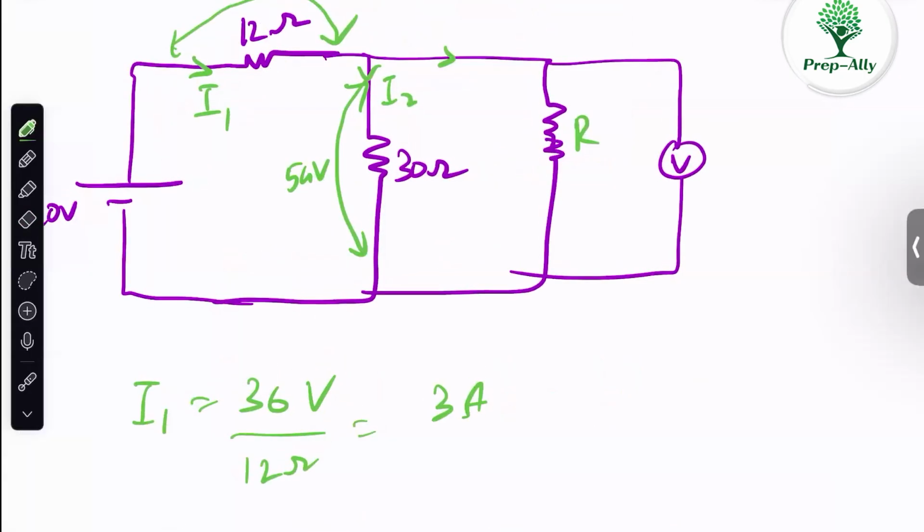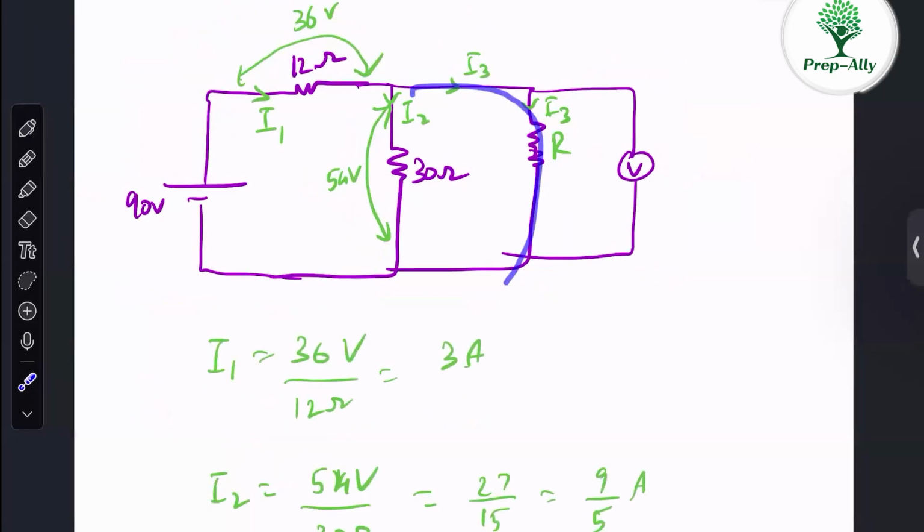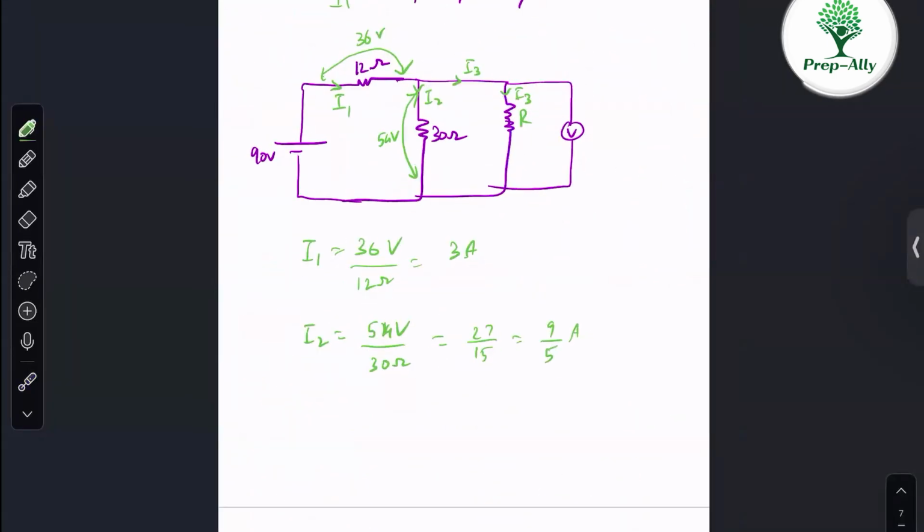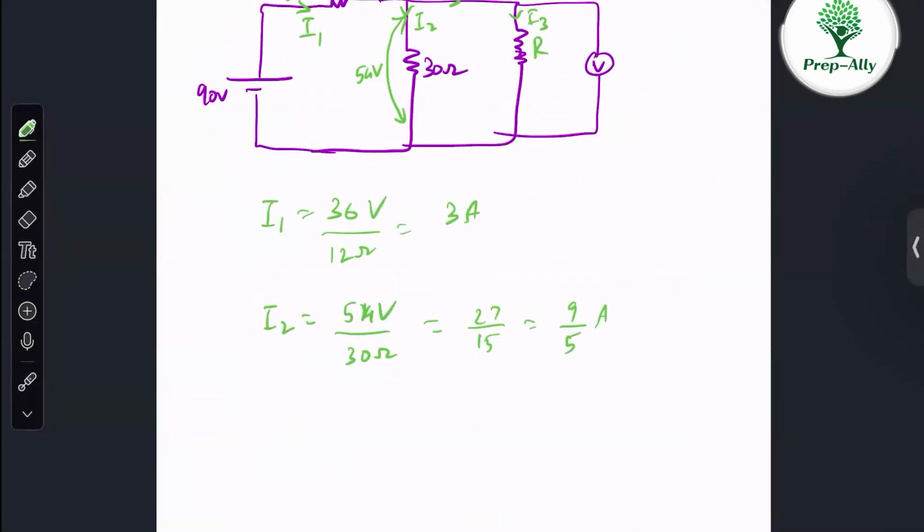Then the current entering this junction will be I1. The current leaving here is I2. Then the remaining will be I3. And whatever current is going there, the same current will go here, because this is an ideal voltmeter with infinite resistance. So immediately now we can get the current through the resistor. I1 minus I2, so 3 minus 9 by 5, so 6 by 5.